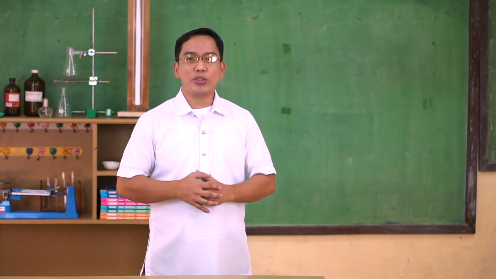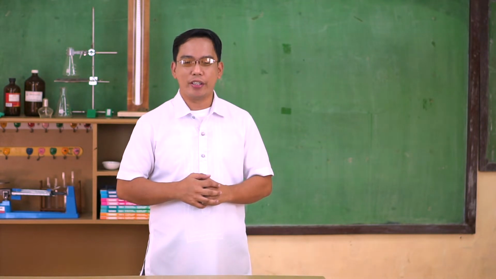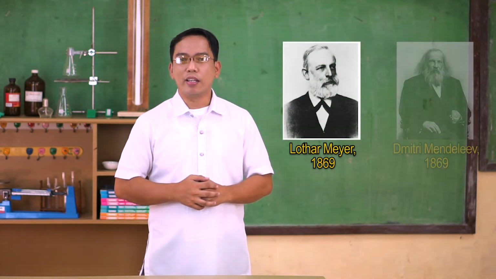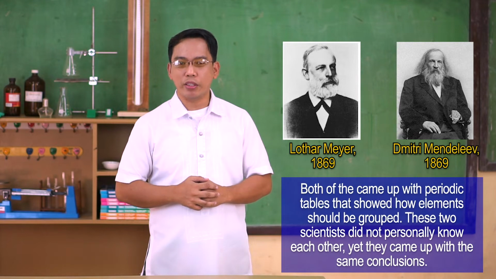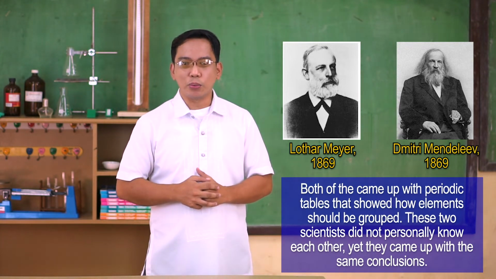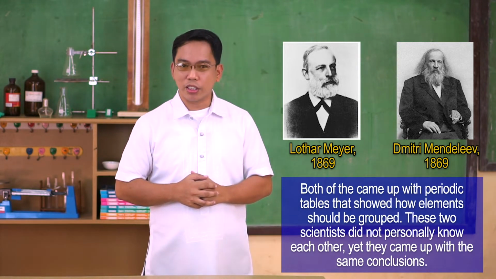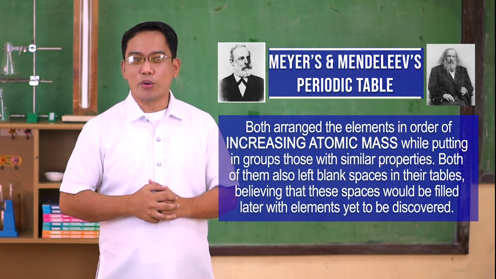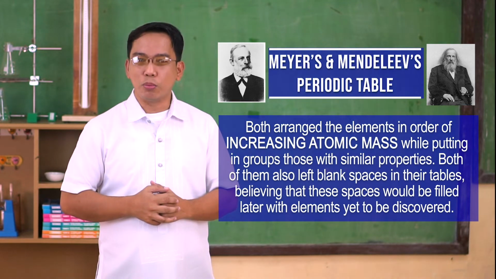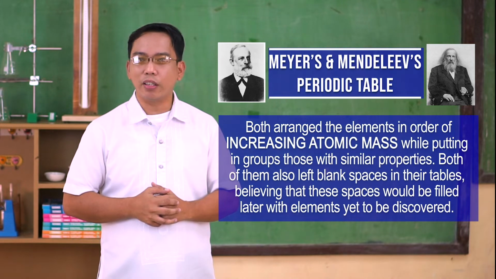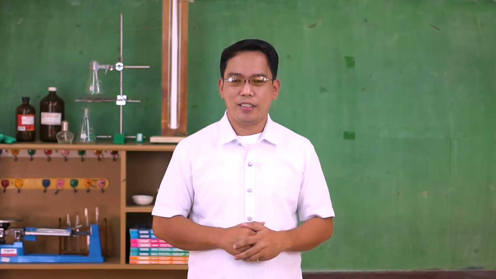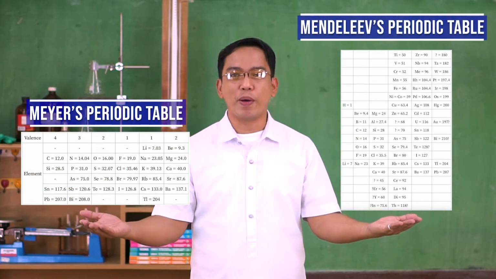Around 1869, two scientists determined a way to put the elements in order. Lothar Meyer, a German chemist, and Dmitri Mendeleev, a Russian chemist, both came up with periodic tables that showed how elements should be grouped. It is interesting to note that these two scientists did not personally know each other, yet they came up with the same conclusions. Both arranged the elements in order of increasing atomic mass, while putting in groups those with similar properties. Both of them also left blank spaces in their tables, believing that these spaces would be filled later with elements yet to be discovered. These are the periodic tables proposed by Meyer and Mendeleev.